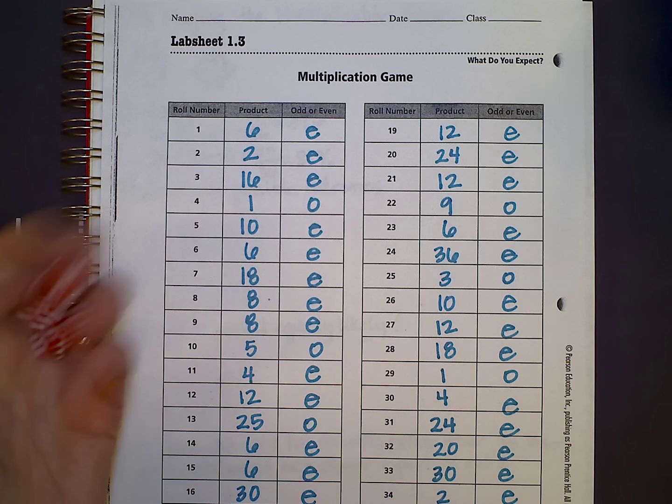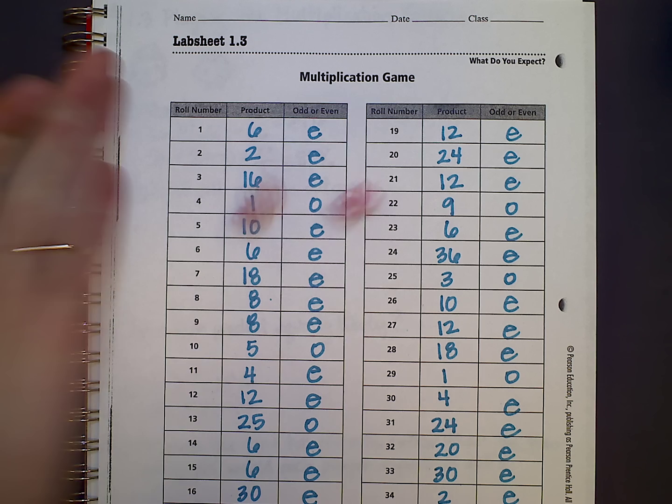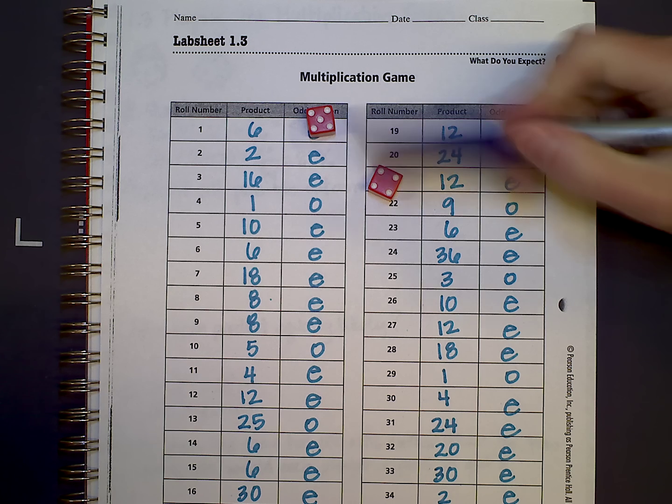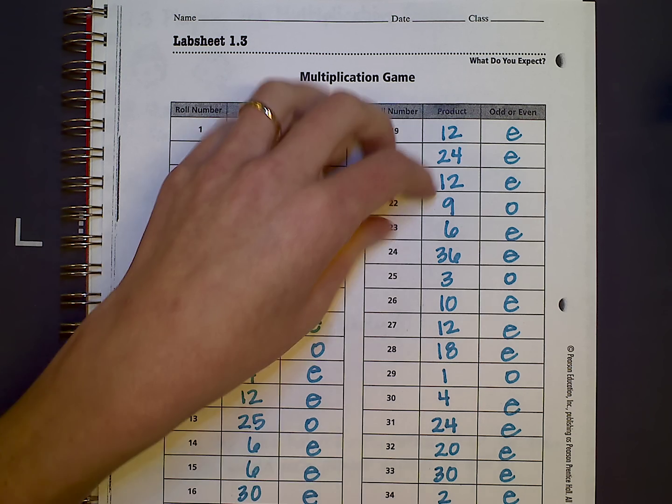So in this game, remember you had to roll 2 number cubes or dice, multiply the numbers that came up, and record whether the product was odd or even. So in this example, I rolled 2 number cubes, a 5 and a 4. 5 times 4 is 20, so I would record the product of 20 and then write that it was even.